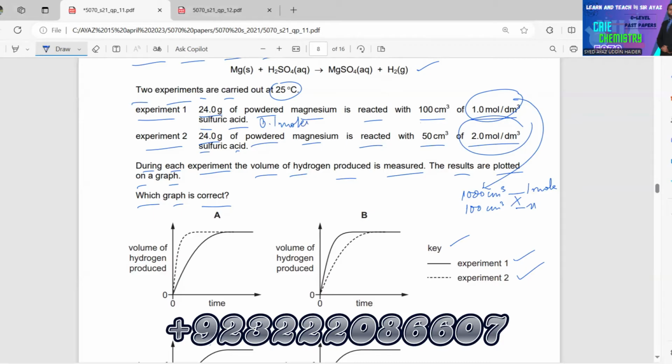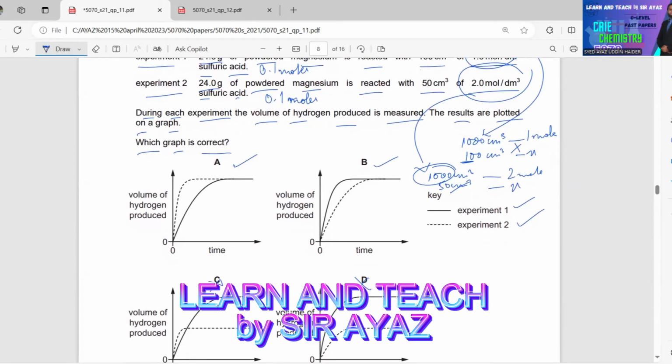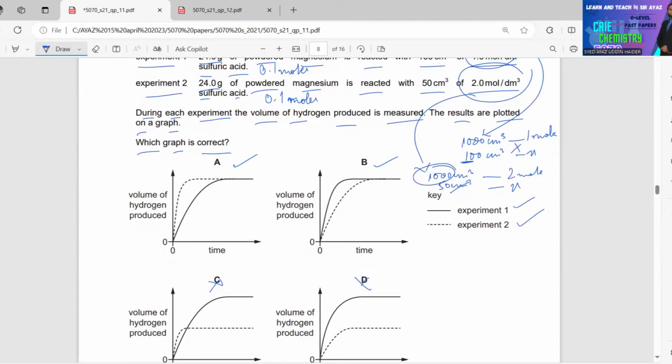What about experiment 2? Again, you write 1000 centimeter cube, but this time you have 2 moles. What about the volume? Volume is 50 centimeter cube, and we have X moles. So 2 multiplied by 50 gives 100. And again, 100 will be divided by 1000. So you'll get the same moles for experiment 2, which means the volume produced in both these experiments is the same. So either A is correct or B is correct. That's why I've just told you that C and D are impossible. Both of these are incorrect.